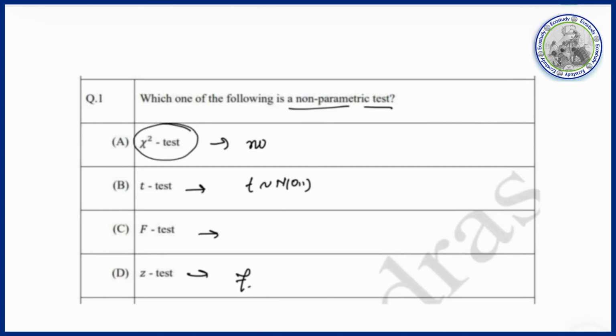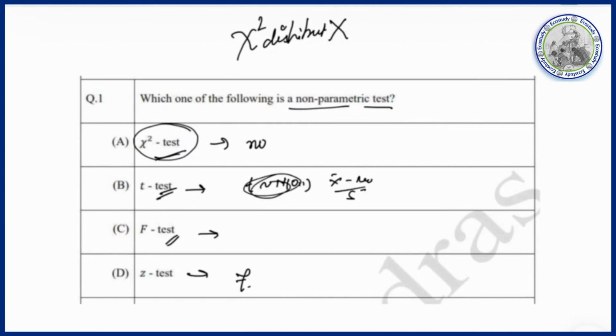I am not talking about the chi-square distribution, it is the test. See, because t is (x bar minus mu naught) upon s by root n. Okay, so the non-parametric test is chi-square. So chi-square is a non-parametric test. Okay, it does not assume anything about the distribution.